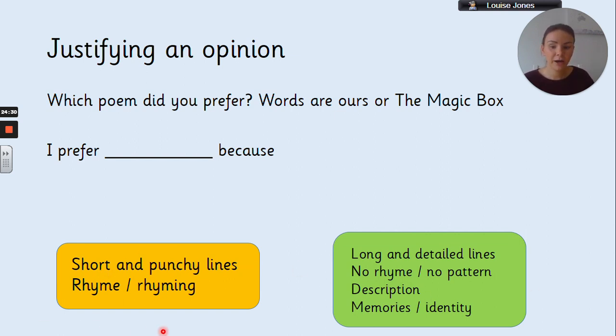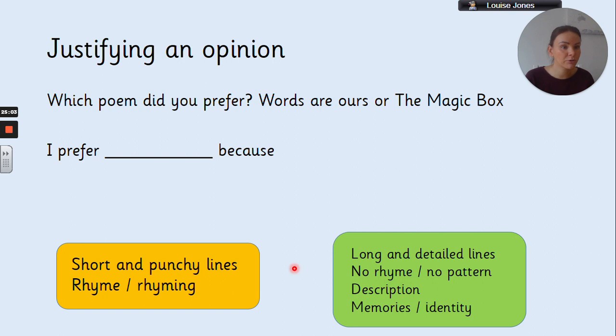And I've put a couple of boxes at the bottom here. You've got the orange box and the green box. Now the orange box relates to Michael Rosen's poem Words Are Ours, and the green box relates to The Magic Box. So I would like you to refer to these things in your opinion. So if you're saying that you prefer the poem, The Magic Box, try and make reference to some of these things. Is it because you liked the long and detailed lines that the poet uses?